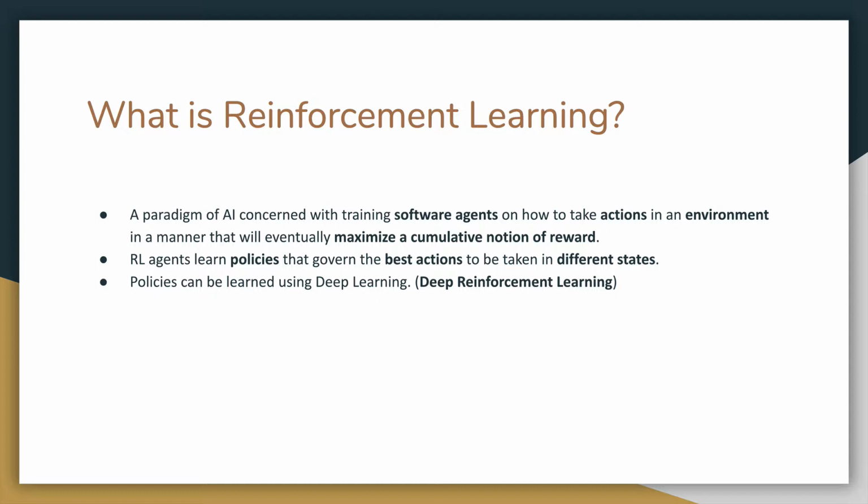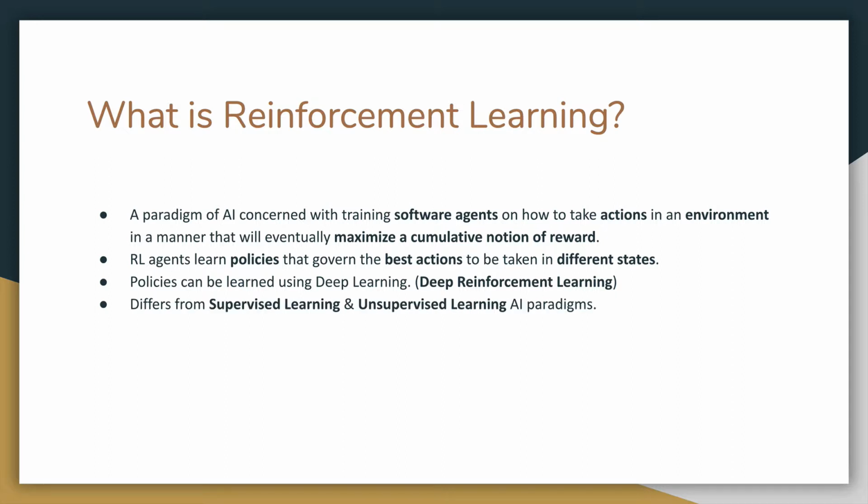So there are so many ways of building these policies into the agent. There are tabular methods, and we also have deep reinforcement learning. That is when we build deep learning models to be able to approximate functions that translate from state to actions for the agent to behave intelligently.